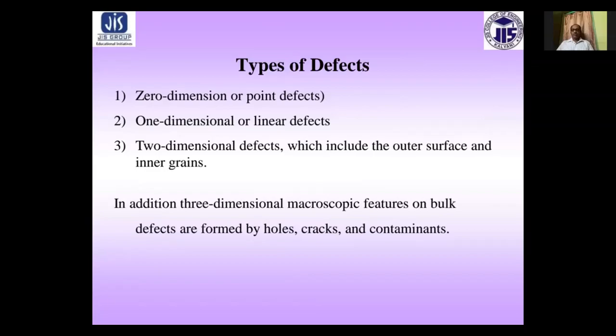So now come to the types of defects or types of imperfections. Zero-dimensional point defects, one-dimensional linear defects, two-dimensional defects or planar defects, which include surface and inner. In addition, three-dimensional microscopic features of bulk defects, formed due to various reasons, that is holes, cracks, and contaminants.